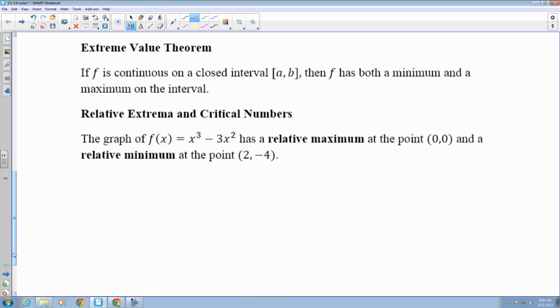So if we have a continuous function over a closed interval, so it has to be closed on both endpoints, then we know that your function is going to have both a minimum and a maximum on that interval, which is pretty much what we just showed by the first part of that top example.